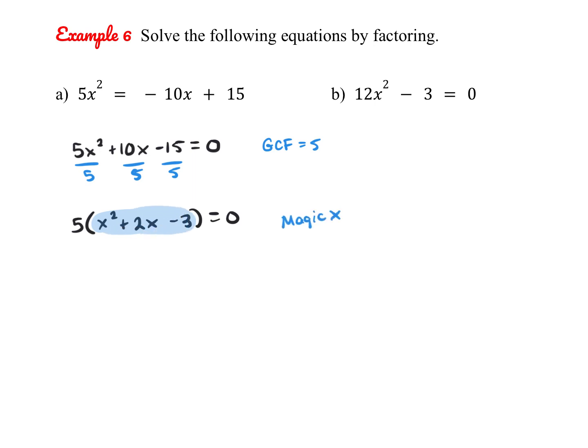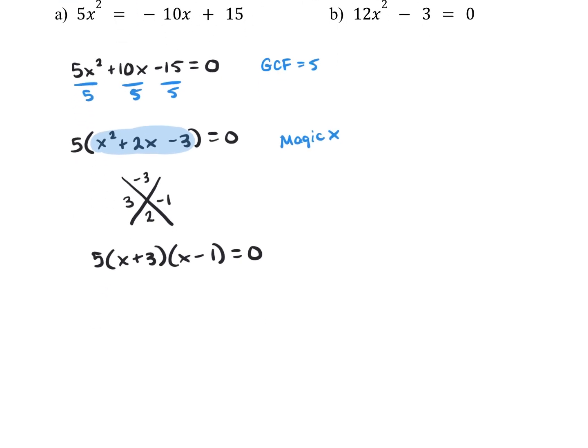So I'm going to say, well, what multiplies to make negative 3 and adds to make positive 2? We can do 3 and negative 1. So I have 5 times (x + 3) times (x - 1) equals 0. So from here we can do the zero product property.